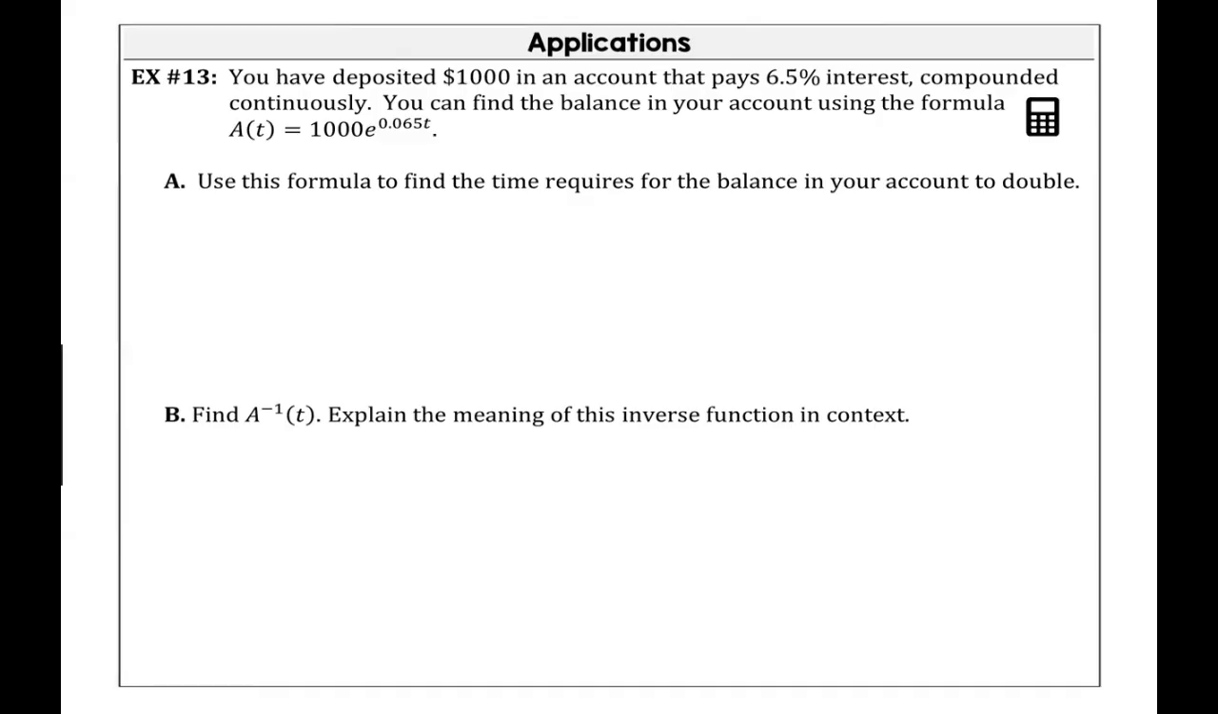So you're trying to double your amount. So you're looking for when will A of t equal, all right, so A of t equals 2,000. So we're going to have 2,000.